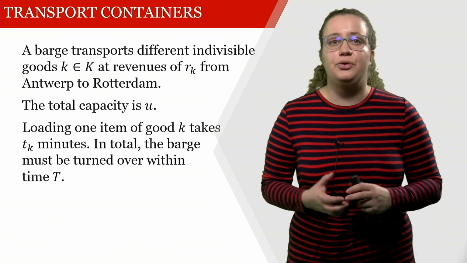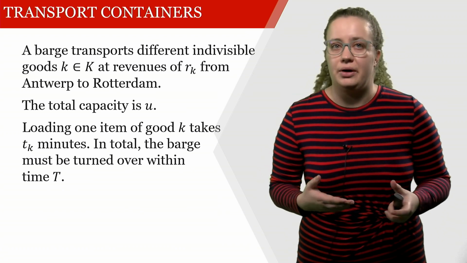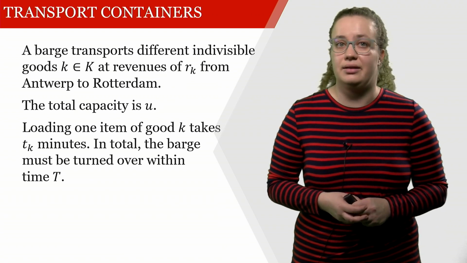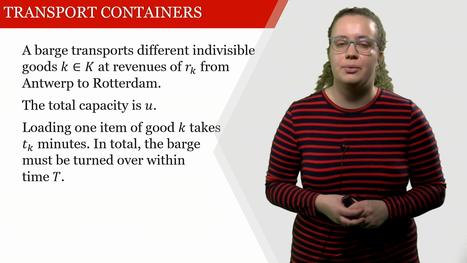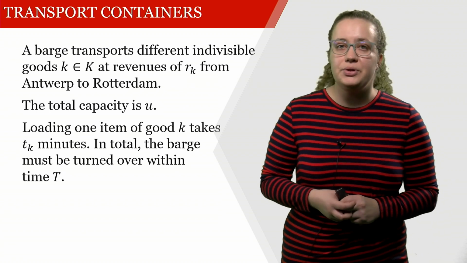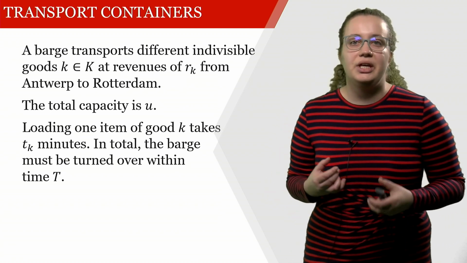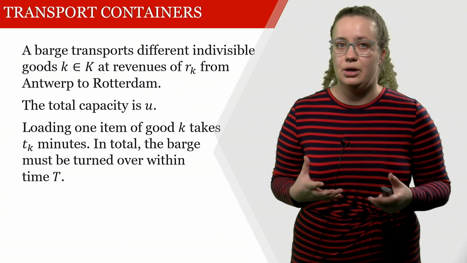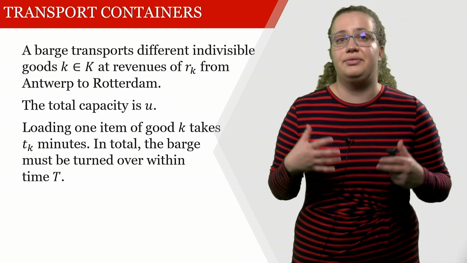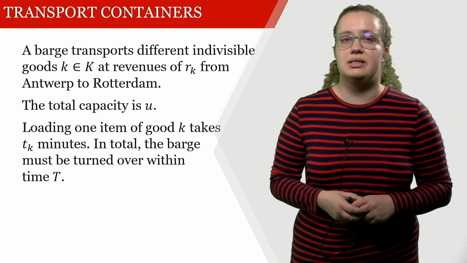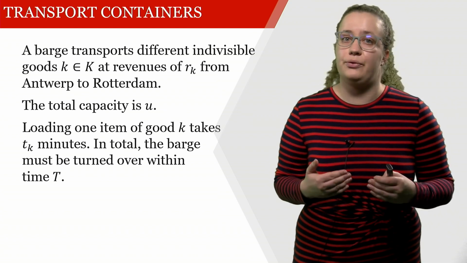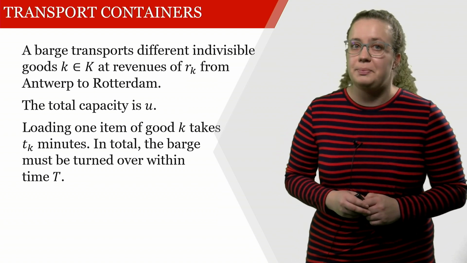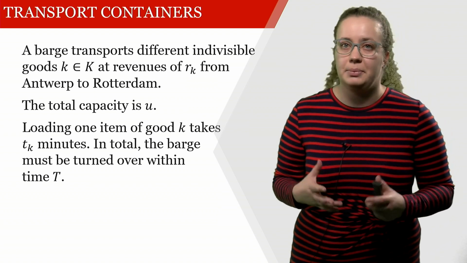So if we formalize this, then we have a barge that transports different indivisible goods k in K at revenues R_k from Antwerp to Rotterdam. The important part is they're indivisible, so we cannot transport half a container. We have a total capacity of U, and we have a loading time constraint that tells us loading one item of good k takes T_k minutes. In total, the barge must be turned over within a time capital T.